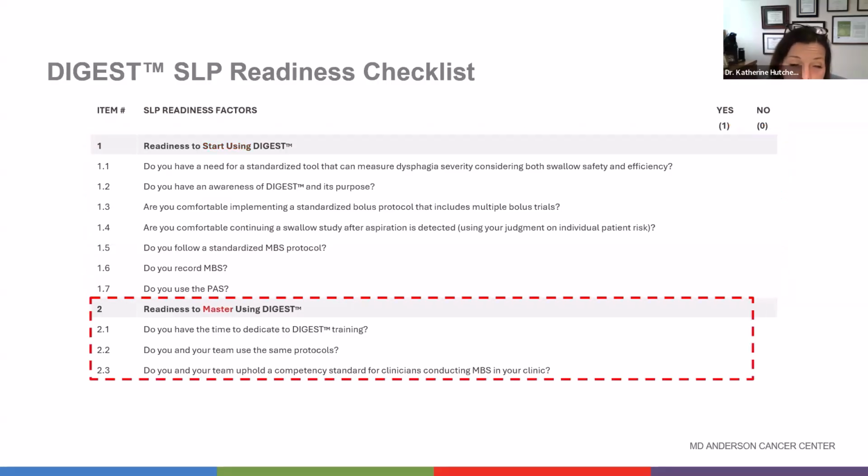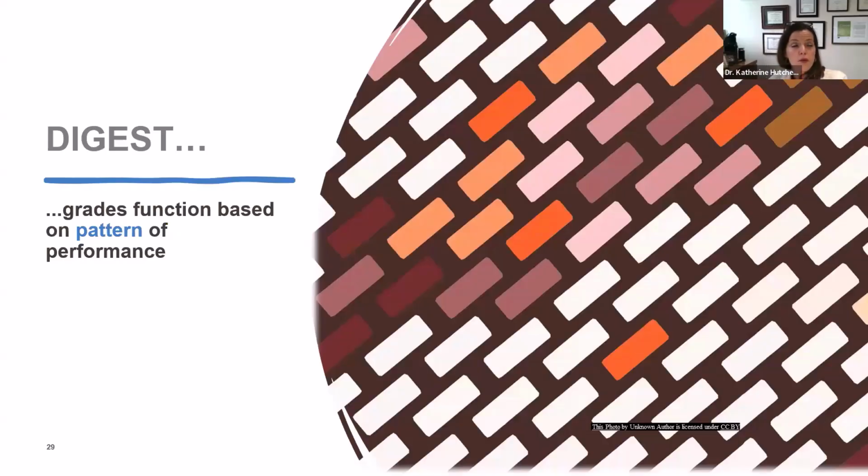The last set of 3 items were items that our clinicians suggested reflected readiness to really master Digest and become sort of a super user. The first one was time available to dedicate to Digest training. The second was working in an environment where you and your team use common protocols to conduct swallow studies. And the third was working in an environment where you and your team uphold competency standards for clinicians conducting modified barium swallow studies. So that's more about the practice environment.